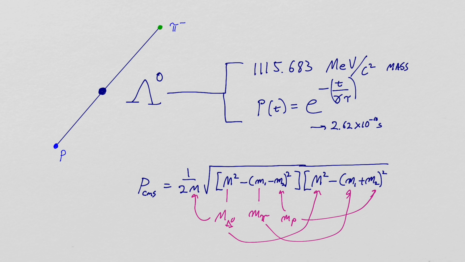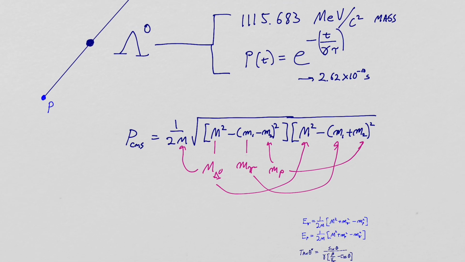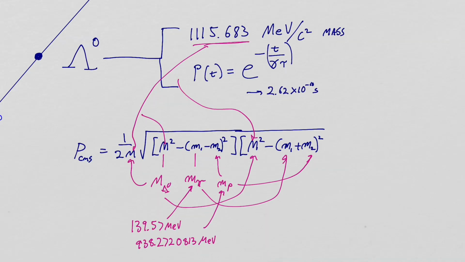Because remember, in a decay like this, both particles have to leave with the same momentum for everything to be conserved. So let's just do this calculation by inserting this number right in for m. And we'll substitute the appropriate mass for the pion, 139.57 MeV, and for the proton, 938.2720813 MeV. Obviously, I'm going pretty long on significant figures here. The mass of the pion is not known nearly as well as the mass of the proton.